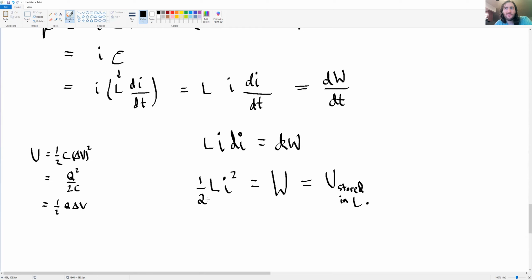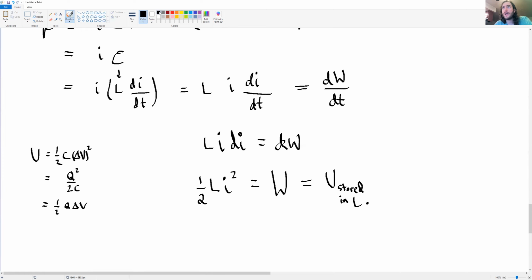We can do the same thing for the inductor, but it's just weird to do it. The formula is going to involve magnetic flux and stuff like that. There's really no point in doing that. So we'll just leave it as 1/2 Li squared. And that's the one that we kind of want to remember.